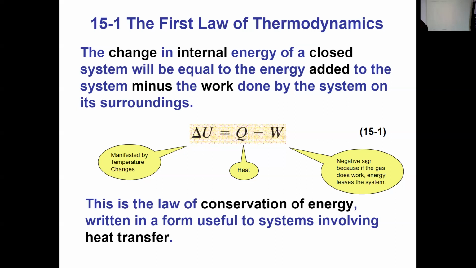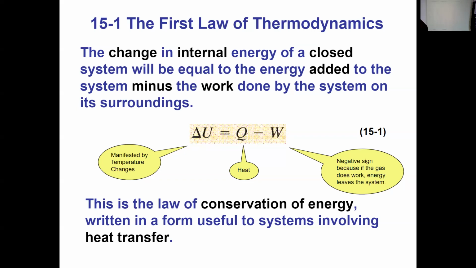Q is for heat, just like in chapter 14. Heat can enter a system or leave a system. And this concept about what a system is, is very important. So heat is how energy enters or leaves a system. And then W is for work. That's a Physics 1 concept.